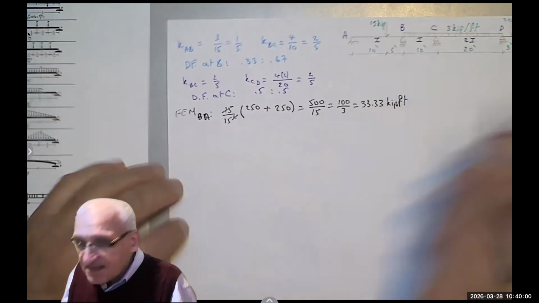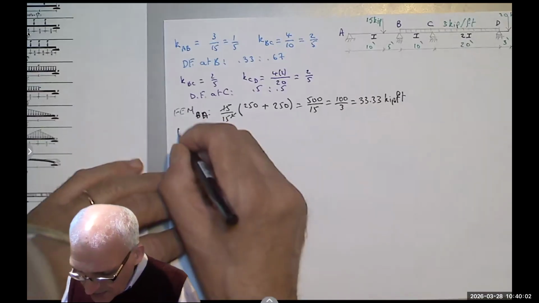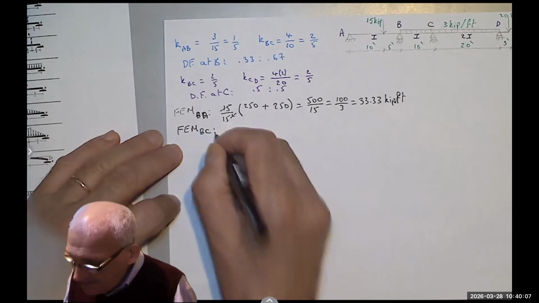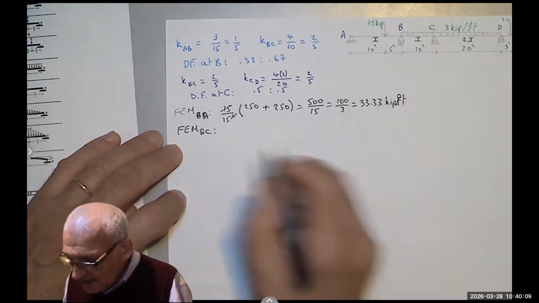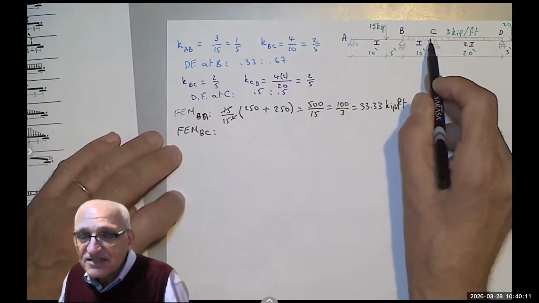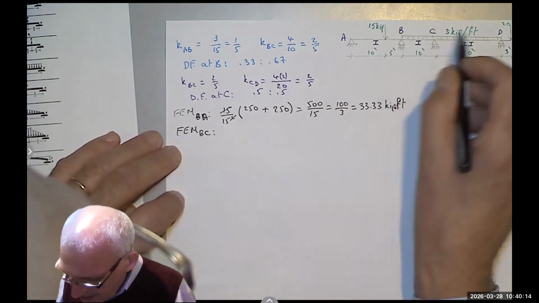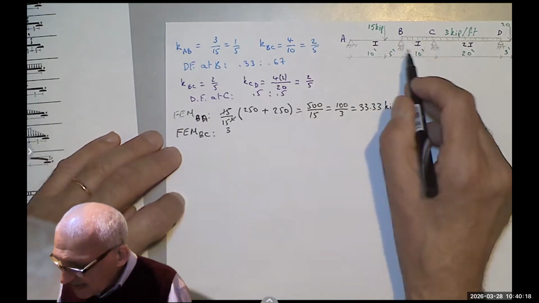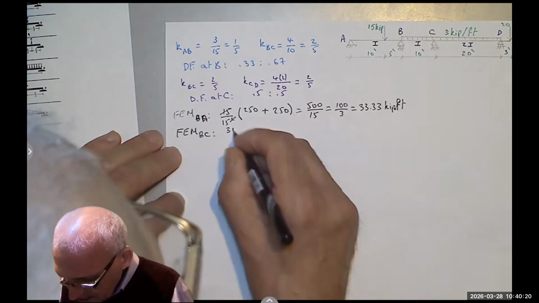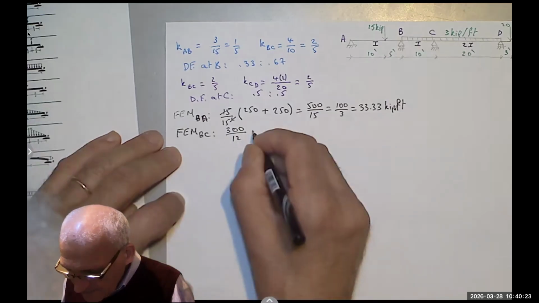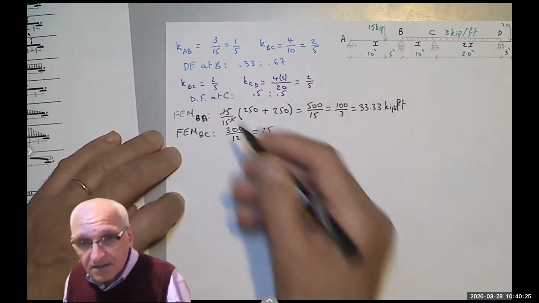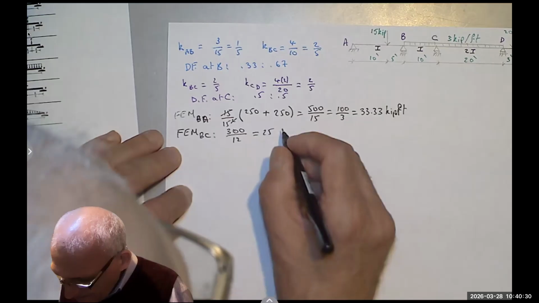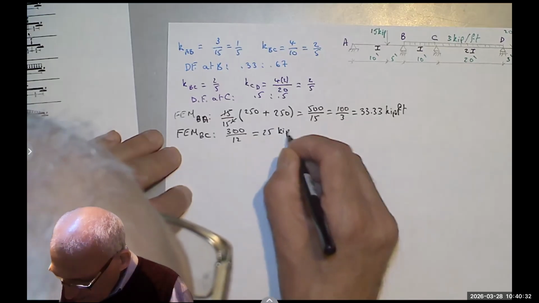But BC and CD should be easier, right? So FEM BC, meaning B from the right, it's W L square over 12. W is 3 kip per foot, so 3 times L square, which is 100, over 12 is 25, right? So 300 over 12 is 25 kip-foot.